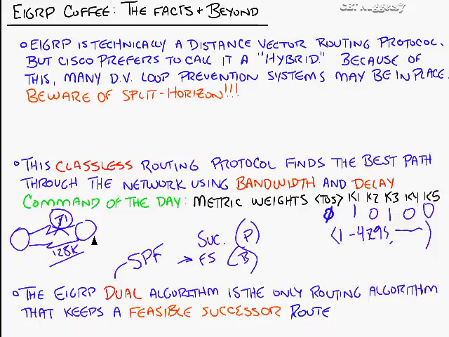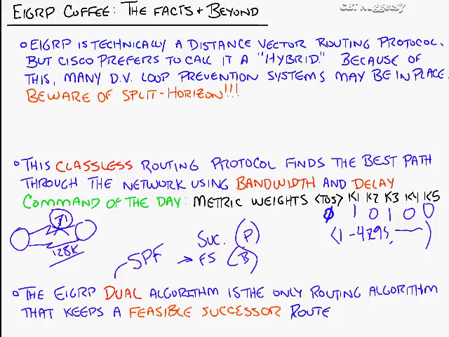Now that it's using that, it will start looking for another backup route. It'll run the algorithm in the background and start saying, okay, do I have another feasible successor now to this one in case this one fails as well? So it has a much faster convergence time than a lot of the other link state routing protocols out there, and that's what makes it such a powerful protocol.